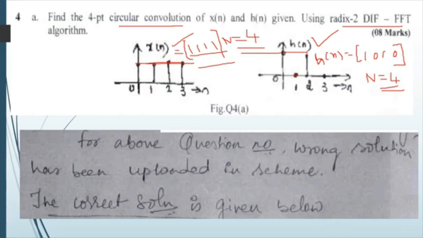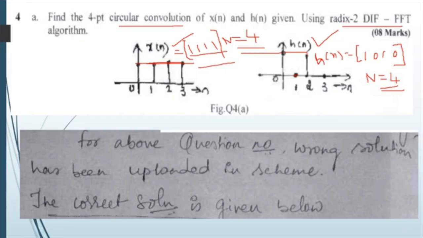We know the condition for circular convolution. If you want to perform circular convolution, the length of both x of n and h of n should be the same. So there is no problem. We can continue the circular convolution for the given sequences directly by using the radix 2 DIF FFT algorithm. We know how to perform convolution.